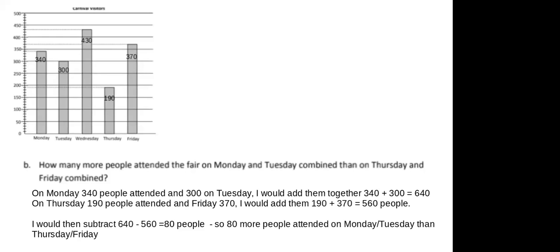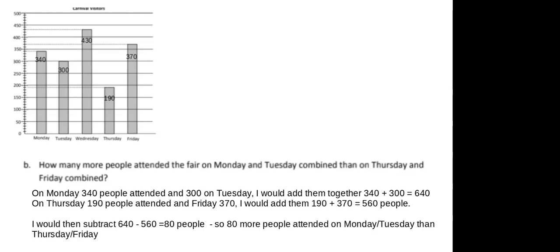Okay, on Monday, 340 people attended and 300 on Tuesday. Adding them together, 340 plus 300 would equal 640. Then on Thursday, there were only 190 people, and on Friday, there were 370. I would add 190 plus 370, which would equal a total of 560 people.